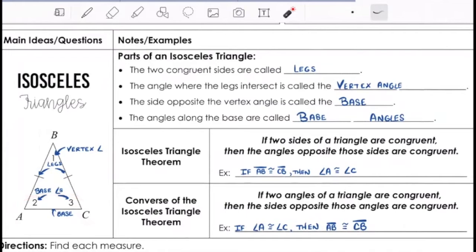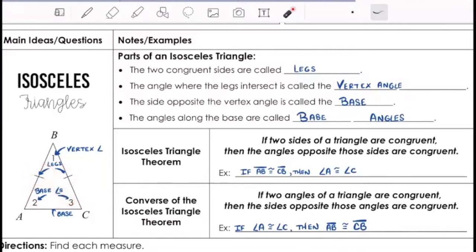So we've got a couple of theorems. One is the straight-up conditional statement, and the other is the converse. If two sides of a triangle are congruent, in this case an isosceles triangle, so those sides are congruent, then the angles that are opposite those congruent sides are going to be congruent as well. So if my sides are congruent, the angles opposite them are also congruent.